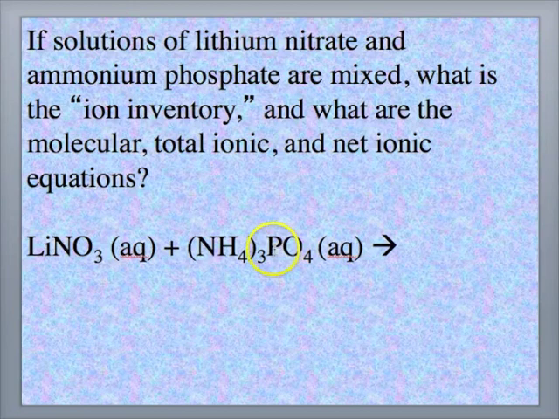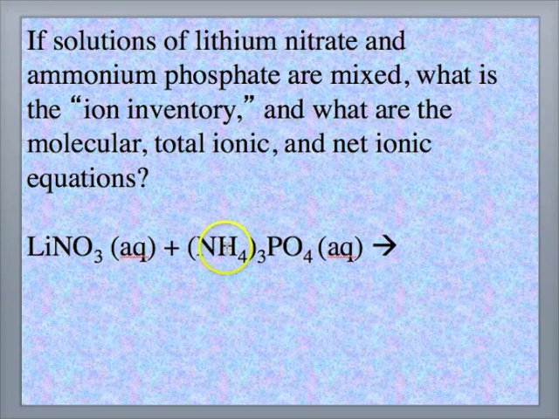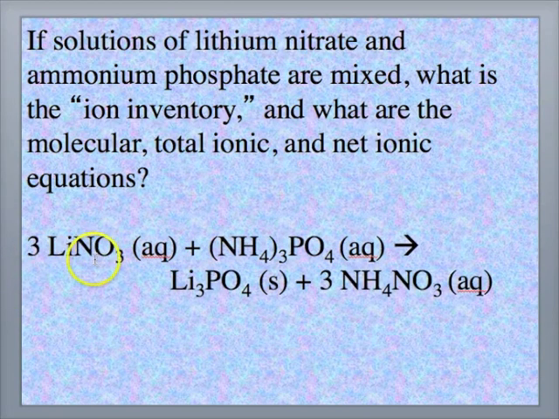And now we're ready to write the molecular equation by having the ions switch partners. Lithium would go with phosphate and ammonium would go with nitrate. So we can write that out, and when we do that, we'll have 3 lithium nitrate and 1 ammonium phosphate forming lithium phosphate and 3 ammonium nitrate.